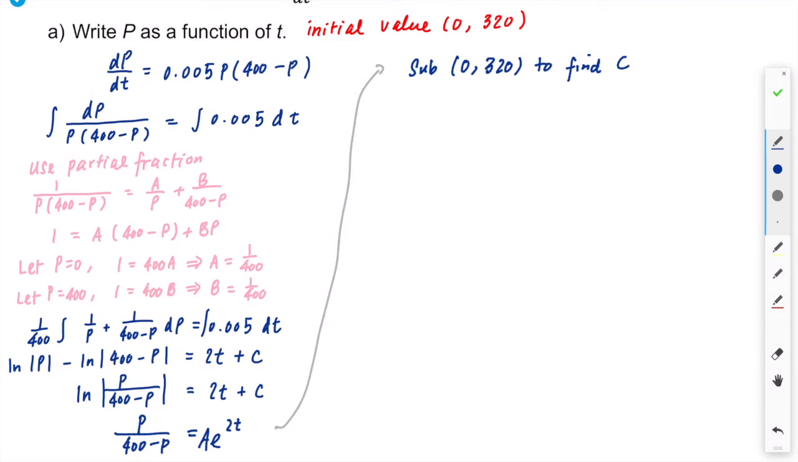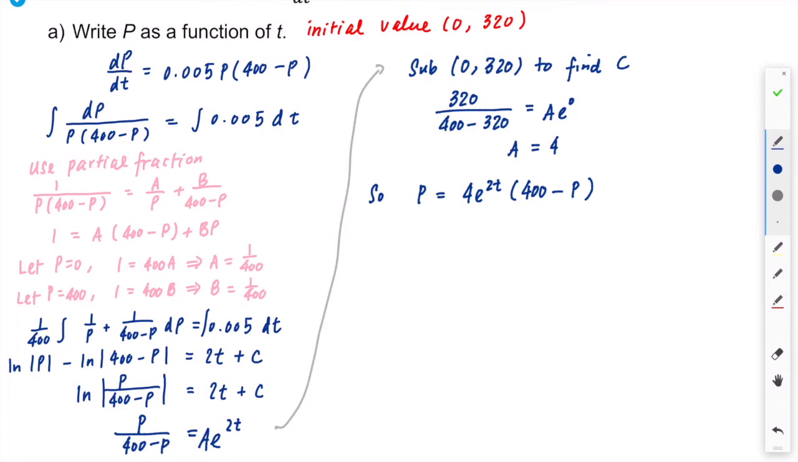So let's see, what do I have? 320 is P, right? So 320 over 400 minus 320 equals A times e to the 0, which is really 1. So A is what? 320 over 80. So zeros cancel. 32 divided by 8. That's 4. That means I have now P over 400 minus P equals 4 e to the power of 2t.